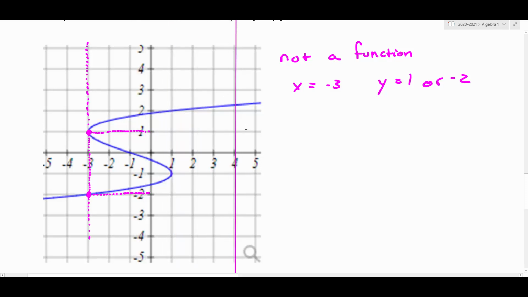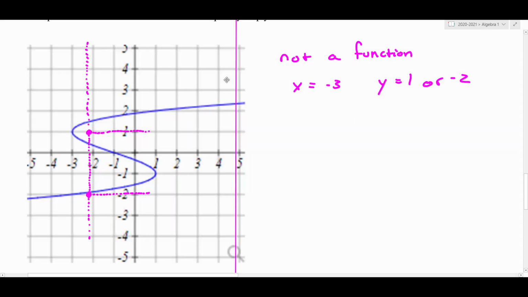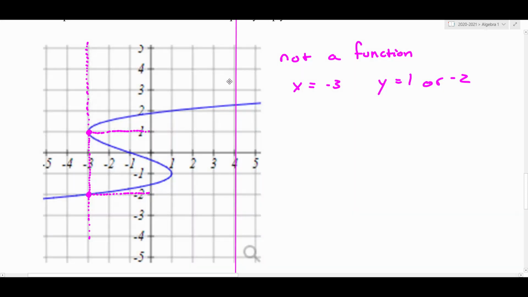Now over here, it only hits once, but it's got to be that way everywhere on the graph. There cannot be any place on the graph where the vertical line hits the blue function more than once, and it does several times over here.